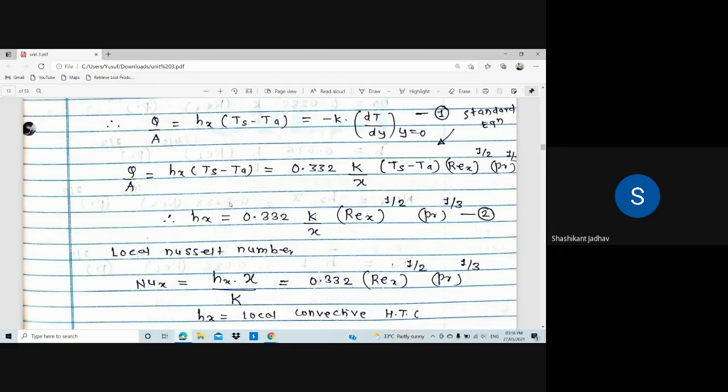Okay, therefore write down the equation for the Hx, the heat transfer coefficient, that is the local heat transfer coefficient at distance X. So write down that Hx is equal to... Ts minus Ta will cancel on both sides. From that we get the equation for the Hx. So Hx is equal to 0.332 K by X REX raised to 1/2 Prandtl raised to 1/3, and this is the equation number 2.